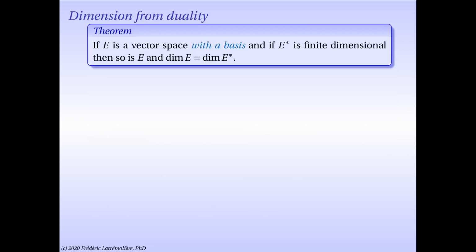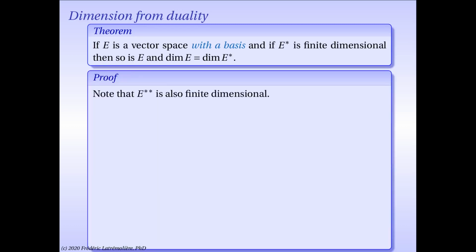So I'm going to prove the following result. If E is a vector space with a basis, and if its dual is finite dimensional, then E is finite dimensional. And of course, then the dimension of E is equal to the dimension of the dual of E. It's very important here that I assume the existence of a basis of my vector space E. Otherwise, I can't be even sure that the dual of E is not reduced to the singleton zero.